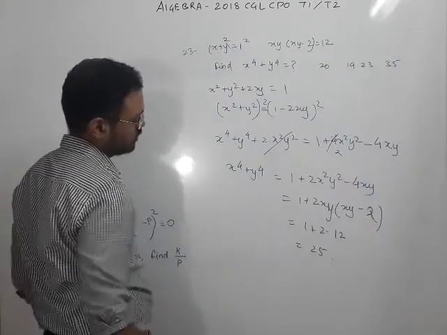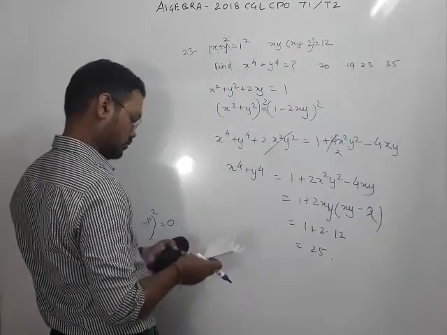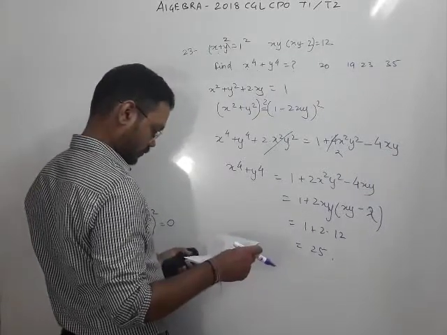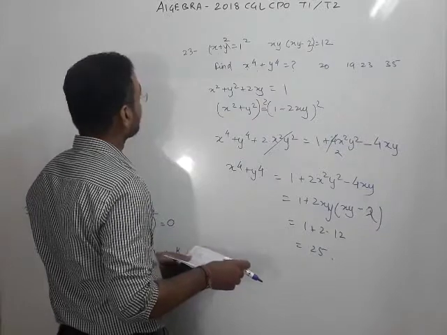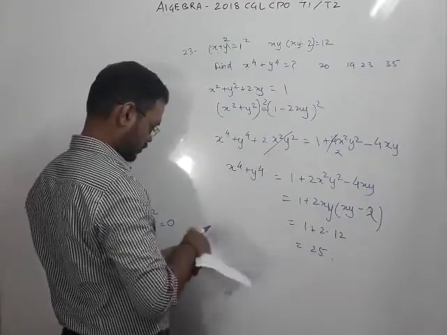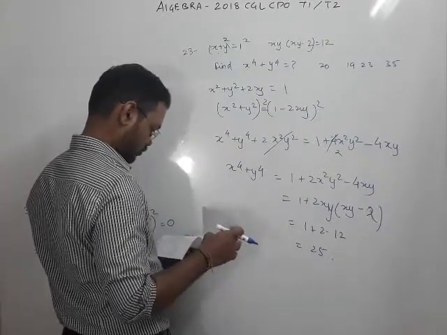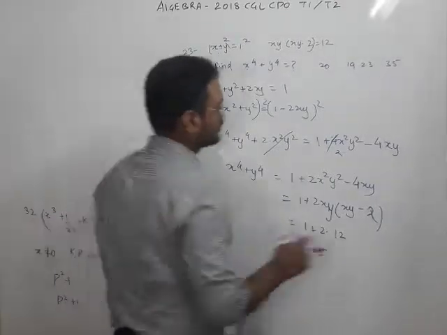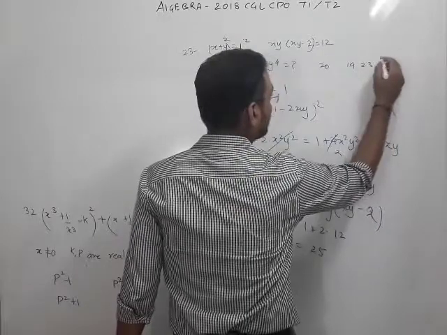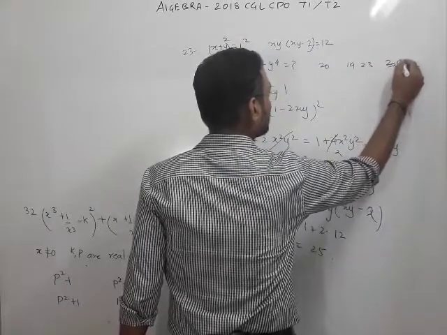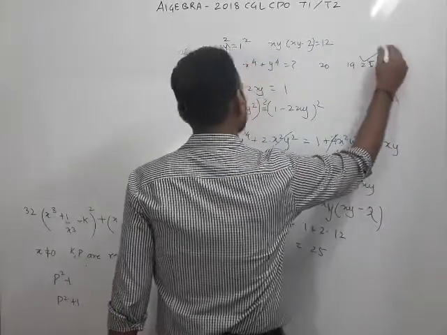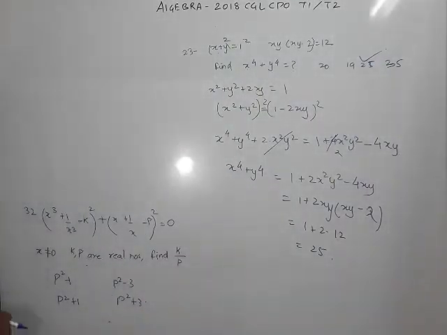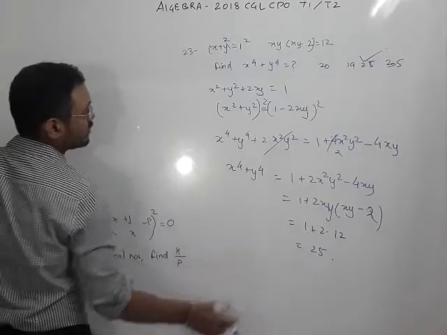Any mistake? Maybe a mistake in writing the answer. It must be 20, either this or 25. Kindly solve it on your own and see what answer you're getting. I think 25 is the right answer.